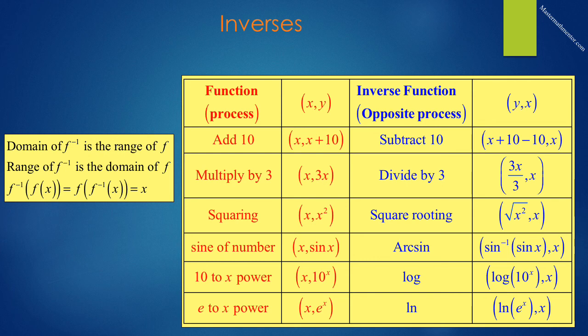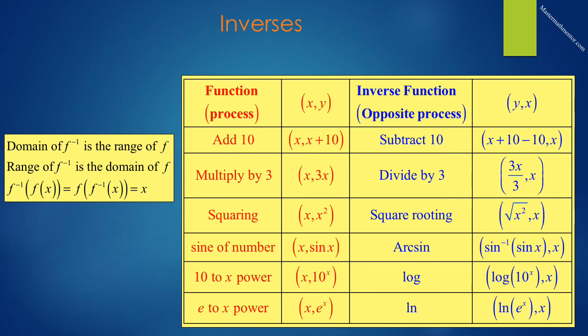The same works with multiplication by 3. Our points will be in the form of x, 3x. The inverse function is dividing by 3. So we take 3x divided by 3 and we get x.